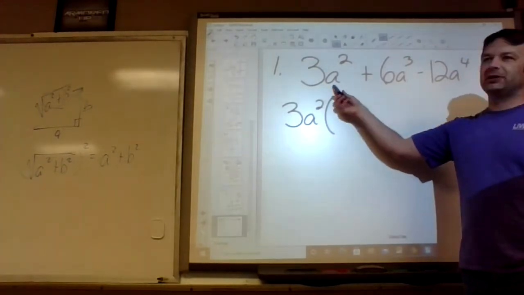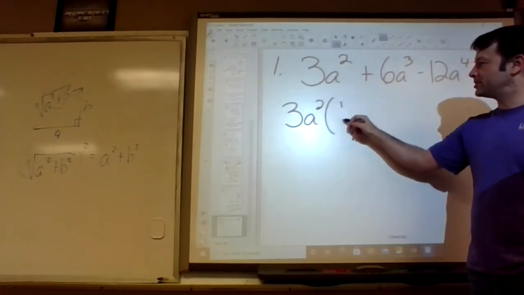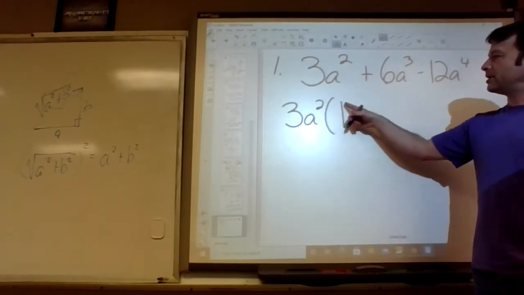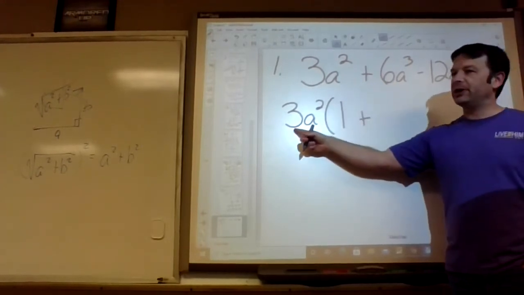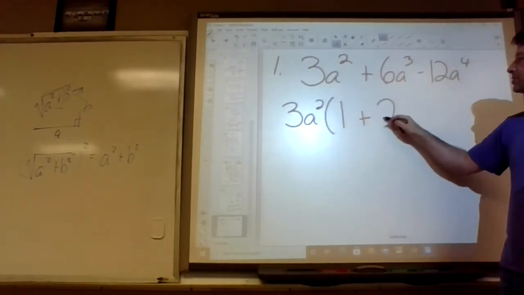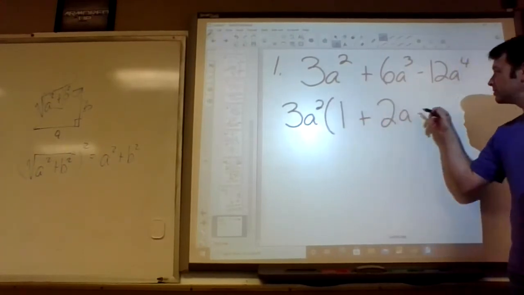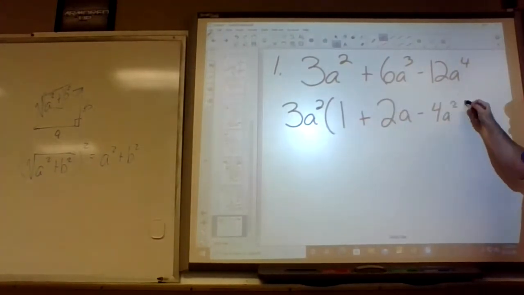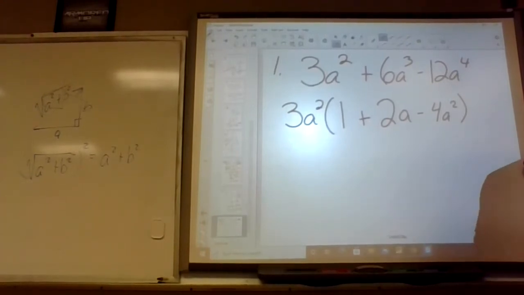What would this be? 1. 3a squared divided by 3a squared is 1. Plus, a lot of people put nothing right there and get it wrong. 6 divided by 3, 2a. Minus 4. Is that the answer? Yeah. So that's called take stuff out. You should always check that one first.